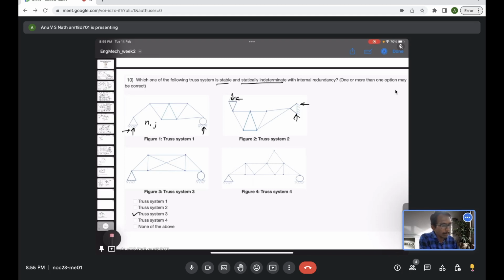So I think 2 also can be an answer. So it's statically indeterminate anyway. I hope you agree with that. Sir, I know how to find that statically indeterminate or determinate.